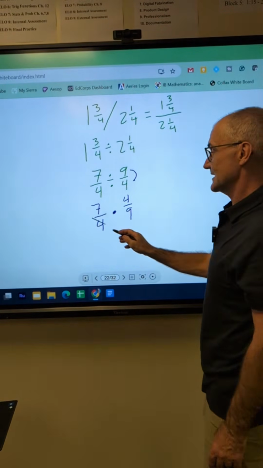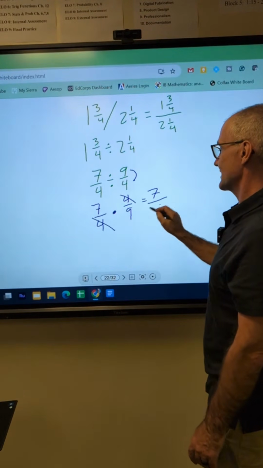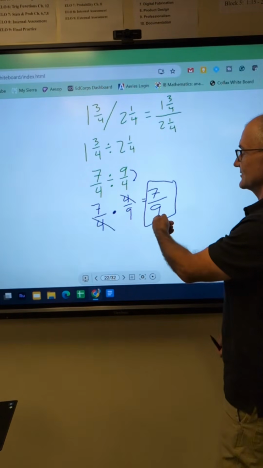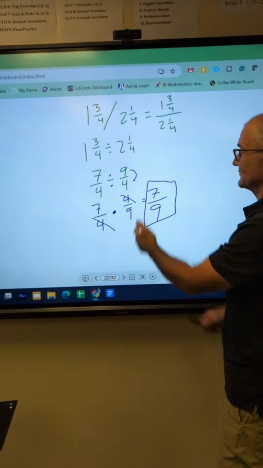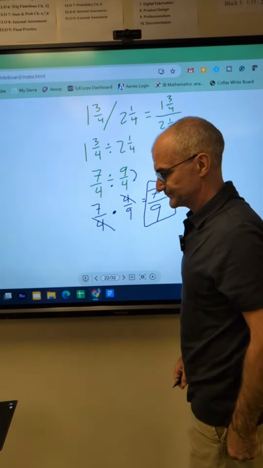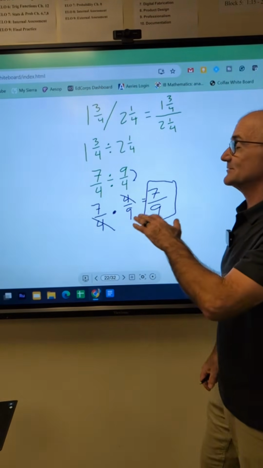My 4s are going to cancel. Multiply across the top to get 7. Multiply across the bottom to get 9. Correct answer, 7/9. It is already a proper fraction, numerator smaller than the denominator there. Okay, hopefully that answers your question. Those are tricky, mixed numbers, fractions.